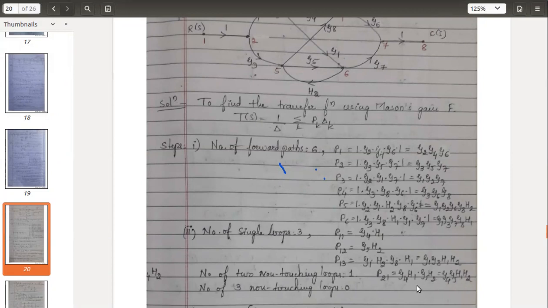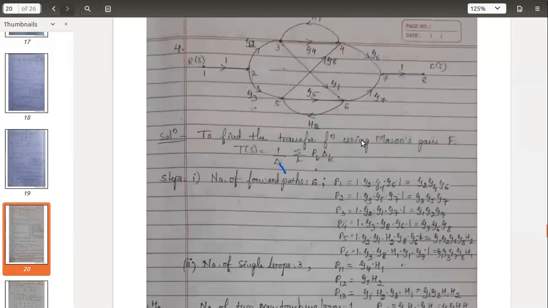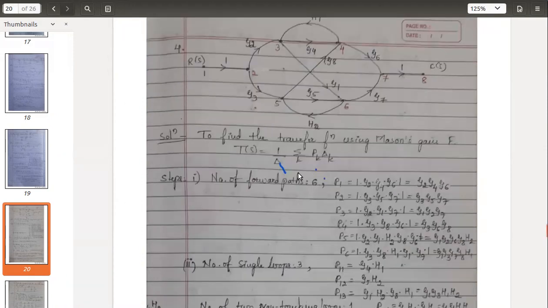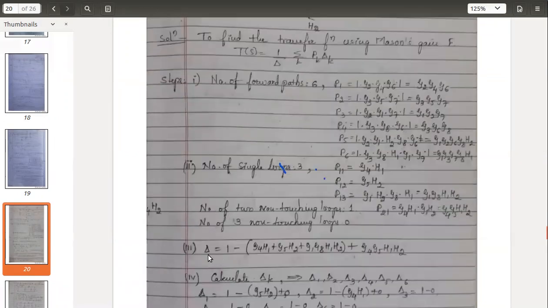After this, the number of 3 non-touching loops, whether you can find it. Total number of single loops are 3, and among them 3 non-touching loops are not there. So make it 0. This is your step 2. Step 1, step 2. Step 3 is finding the delta. Delta is 1 minus the number of single loops.